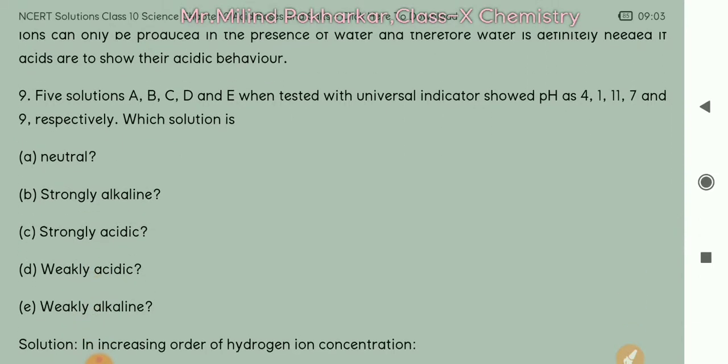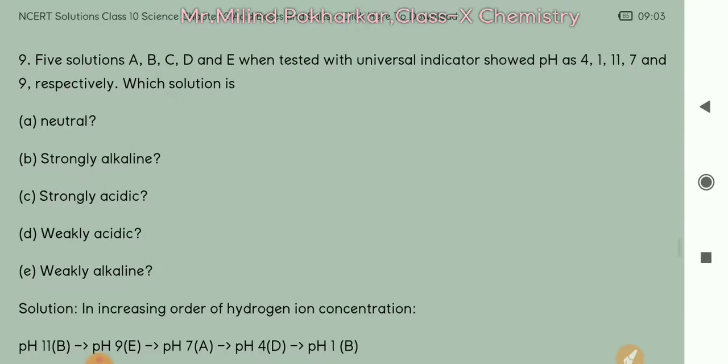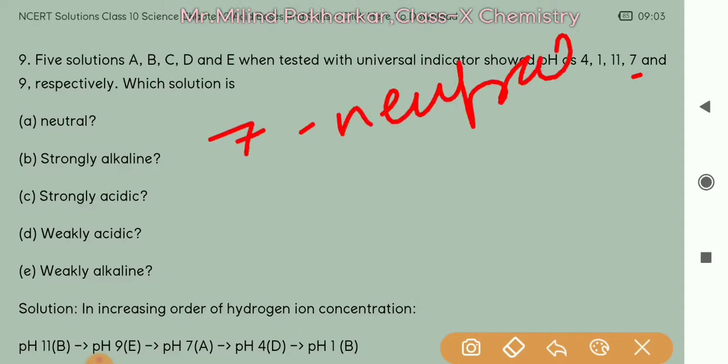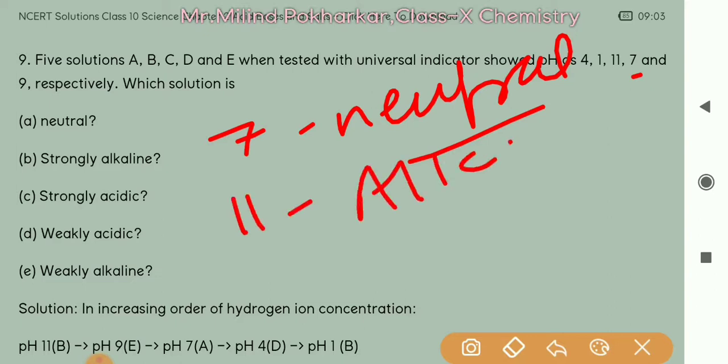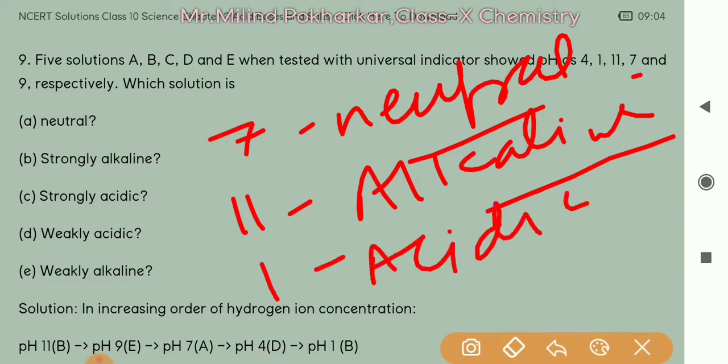Ninth question. Five solutions A, B, C, D and E when tested with the universal indicator show pH 4, 1, 11, 7 and 9 respectively. Which solution is neutral? Among these, the pH which is 7, as we have already seen, is neutral. Then strongly alkaline means basic. So 11 is the alkaline because it is towards the extreme right. Strongly acidic means lowest pH, that is 1. So lowest is 1 here, so that will be strongly acidic.